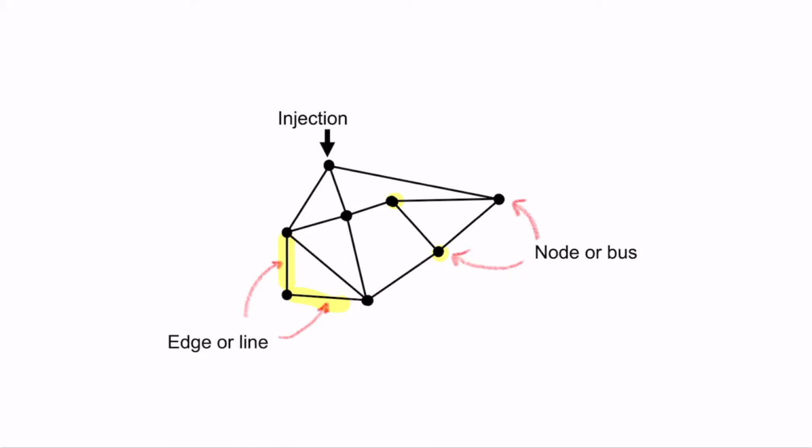We are going to assume that we have an injection, in general if we have a generator or demand connected. Of course, if we have a generator, this injection is positive. If we have a demand, this injection will be negative.